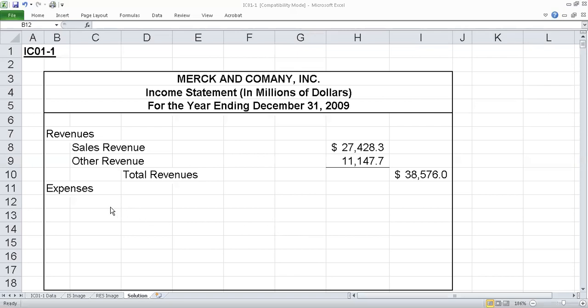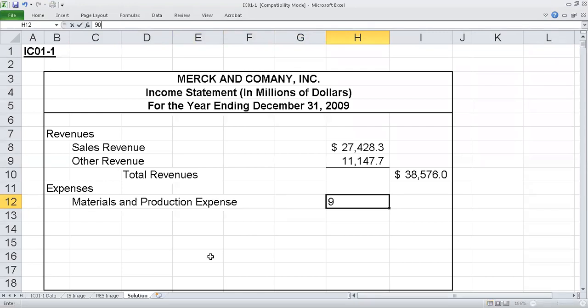So for our expenses, we list them from biggest to smallest. Our biggest expense for Merck was materials and production expense. And we identified more than one expense. So again, we're going to put the materials and production expense dollar amount in the leftmost of the two columns, 9,018.9.